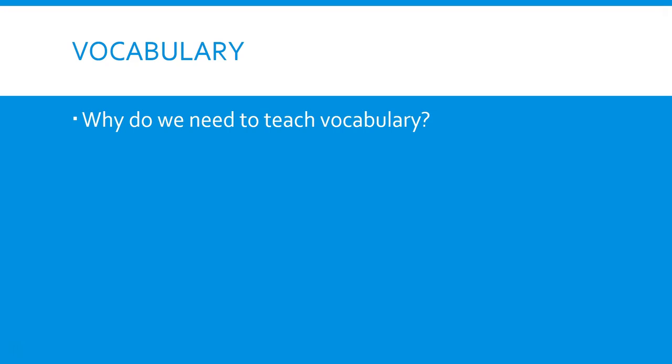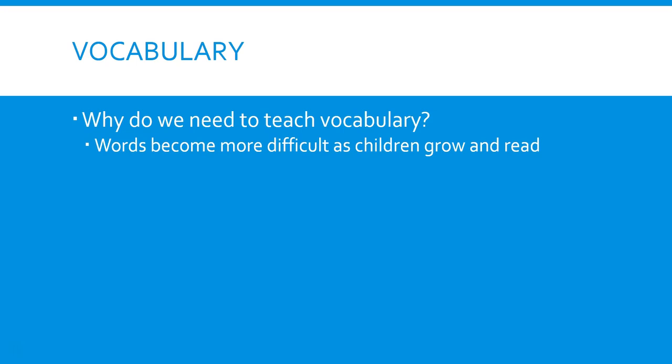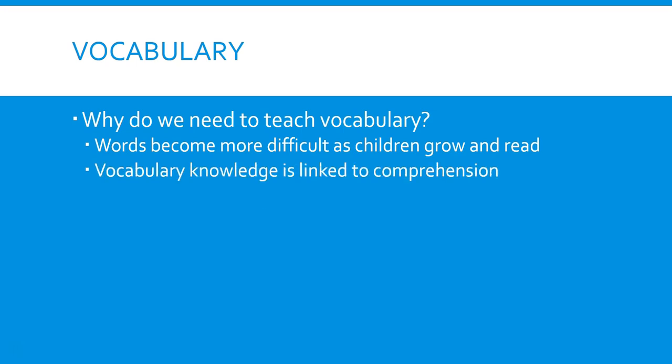So why do we need to teach vocabulary? As children grow, words become much more difficult. By age 3 or 4, they have this huge growth spurt where they learn hundreds of words fairly quickly. But then as they start going to school and progress through school, words, vocabulary, and readings become much more complex. Vocabulary knowledge is linked to comprehension, as I mentioned earlier, so there's a very strong connection between knowing word meaning and understanding what we read.